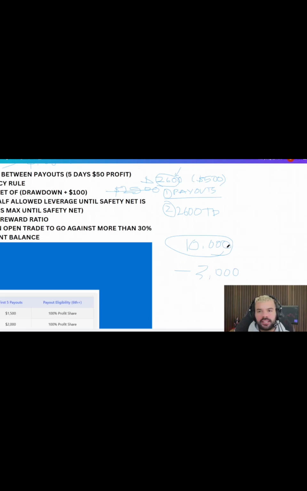Personally, with funded accounts, I risk no more than 10% on the day. So if you've got a good risk management plan, this is not going to be a problem for you. I'm risking 10% of my max drawdown per day, which means I'm not running into this issue. But keep that in mind, okay? If you want your payouts approved, don't allow this to happen.